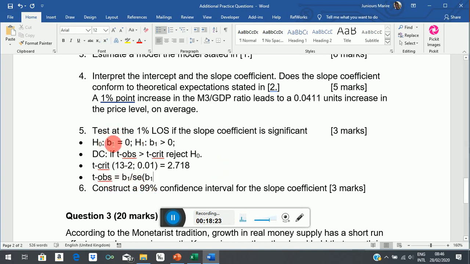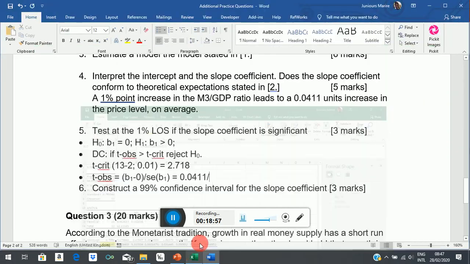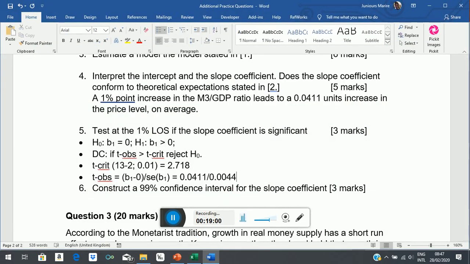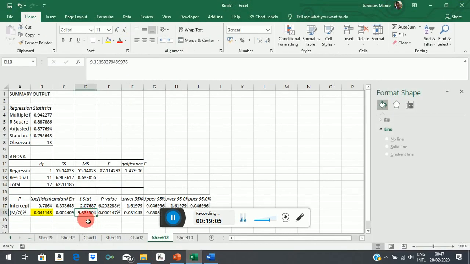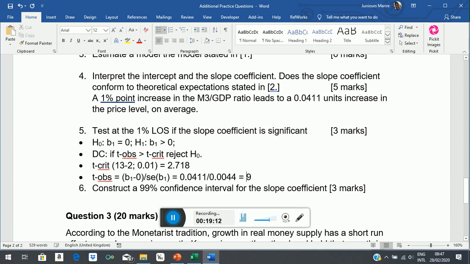Of course, the null hypothesis claims that your B1 is zero. So what you are actually doing, if we were to state it in full, you are saying your B1 minus zero, like that. So you are saying minus what the null hypothesis claims over the standard error of the estimated coefficient. And this, of course, means you are talking about 0.0411 divided by 0.0044. And as you can see from what they calculated, you get 9. That is that divided by that, you get that. That's 9.334.